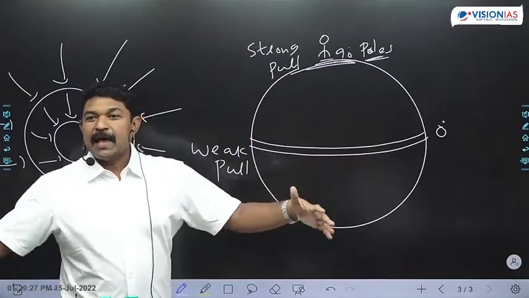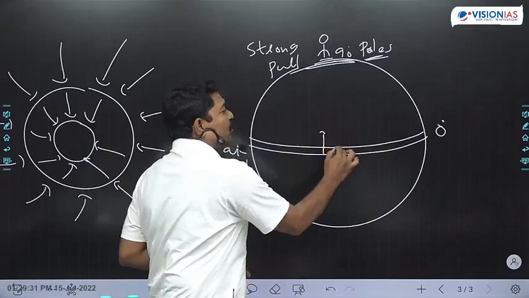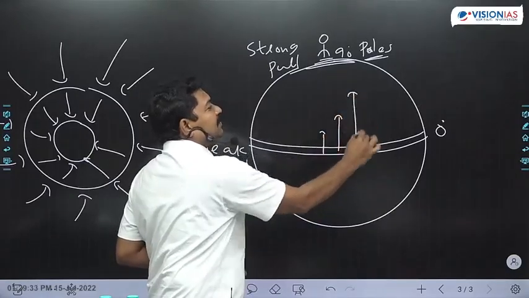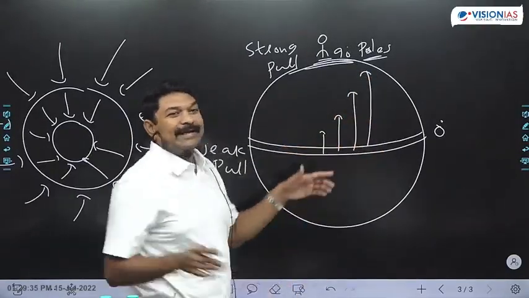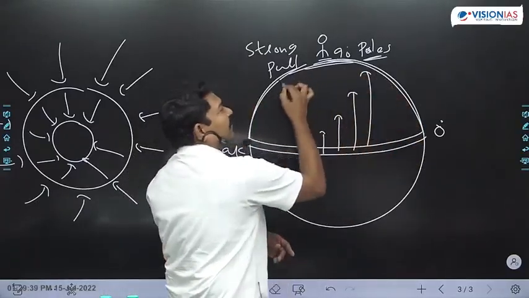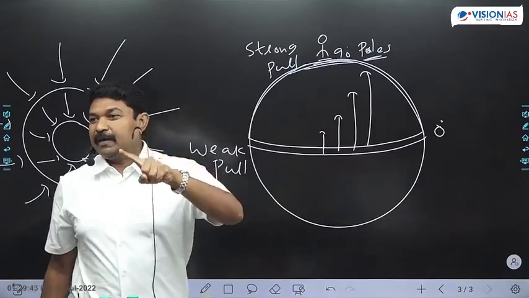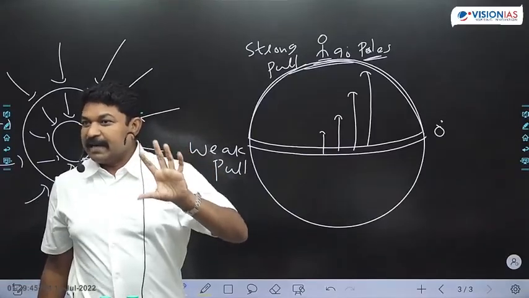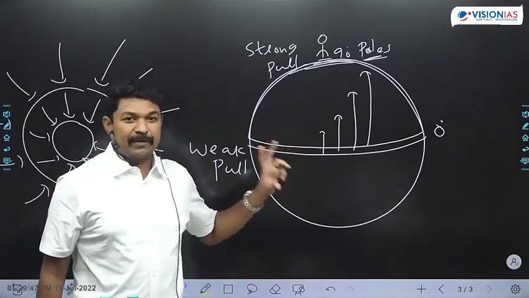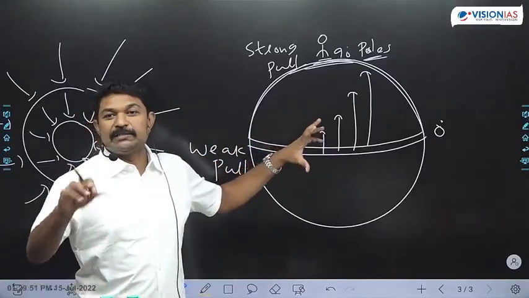Why? Because as and when people are moving from the equatorial region towards the polar areas, what happens? The surface area keeps on decreasing. See, the surface is decreasing like this. Whenever the surface area decreases, the intensity of the pull will be more. Right? That is what the gravity difference is. This is what is called the gravitational studies on the Earth's surface.